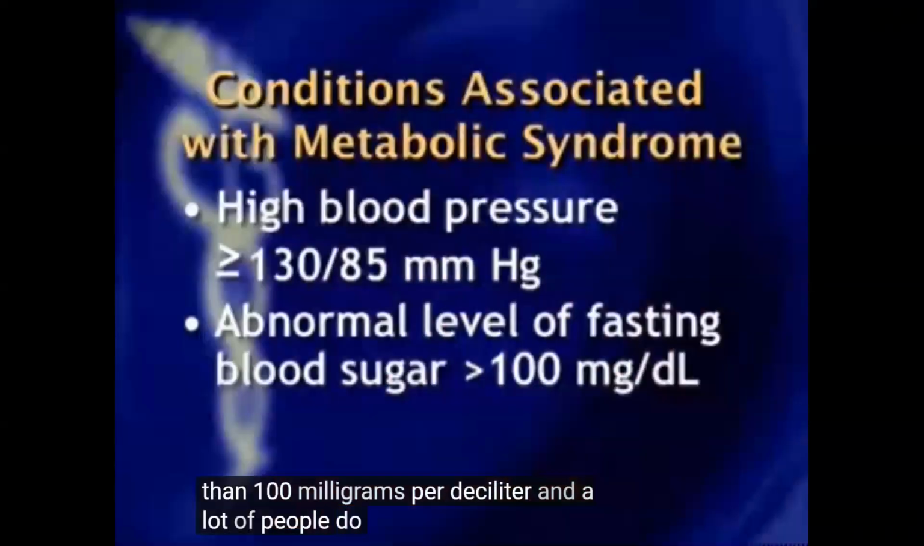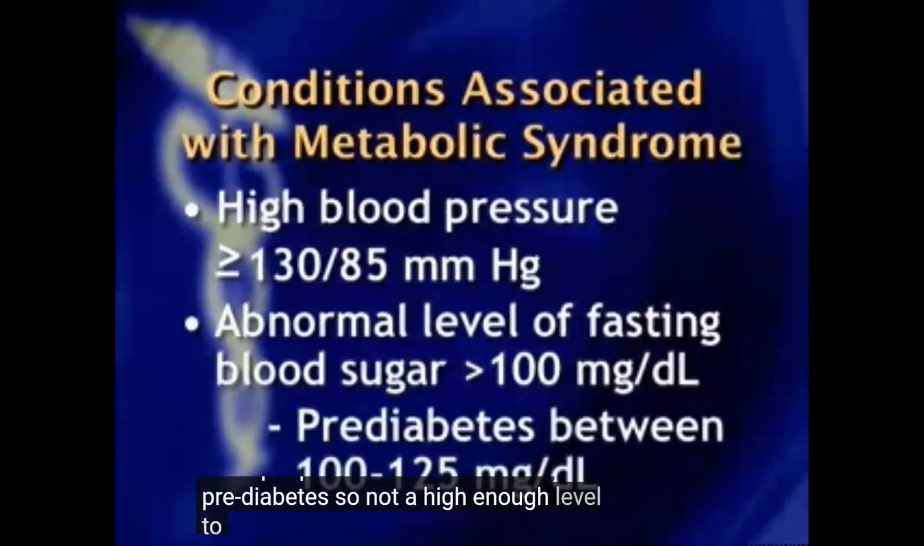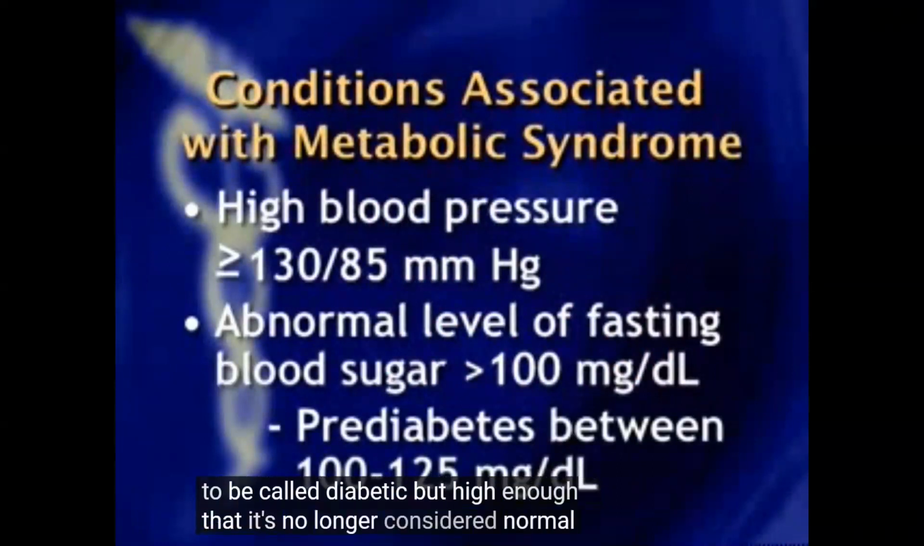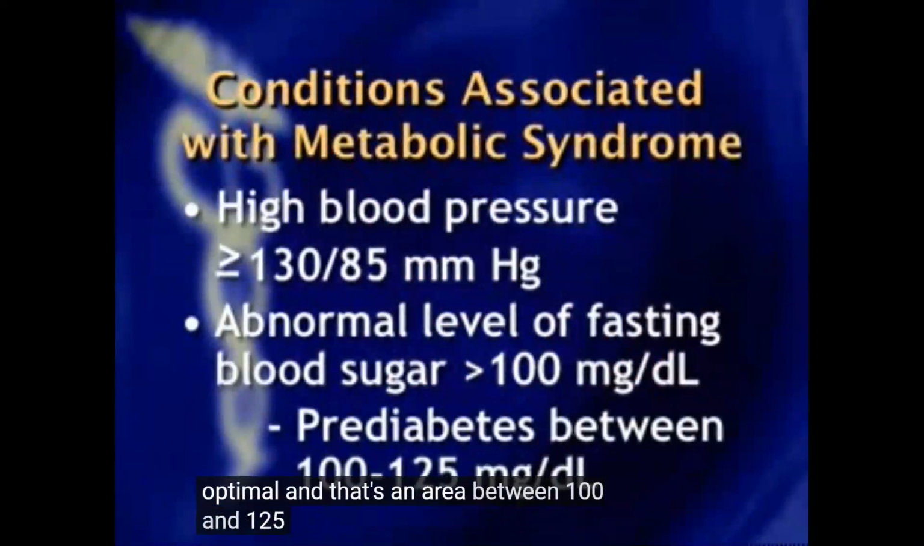And a lot of people do have what we call prediabetes, so not a high enough level to be called diabetic, but high enough that it's no longer considered normal or optimal. And that's an area between 100 and 125. So those are the first 2.